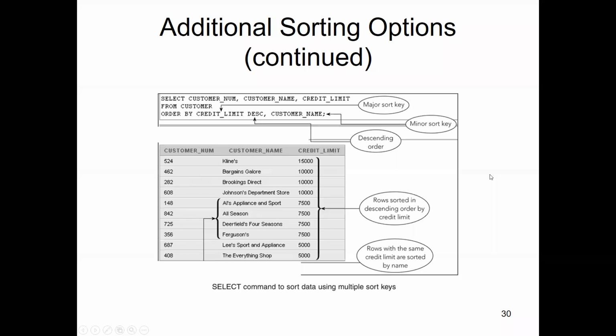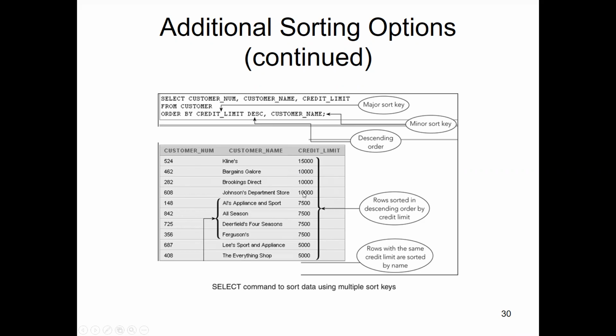I'm sorry, I will get to the minor sort key. Oh, I'm sorry, it does have the minor sort key there. We're sorting on two things. We sort on the credit limit and the customer name. So you can see that, right? So we sort it by the credit limit: 15,000, 10,000, 7,000, 5,000. That's the major sort, is by the credit limit. So we see that the biggest numbers are at the top, the smallest numbers at the bottom.